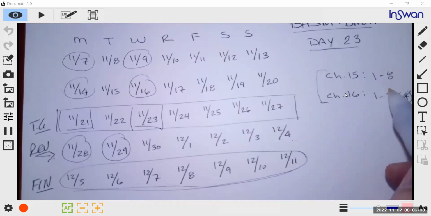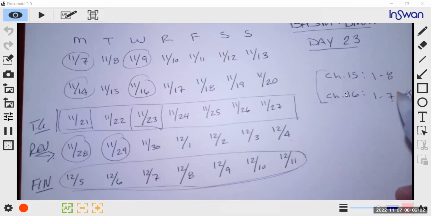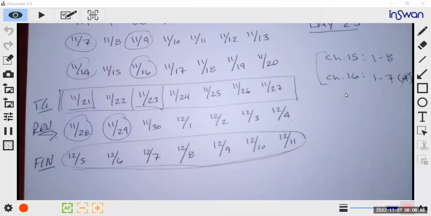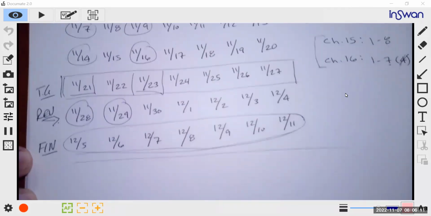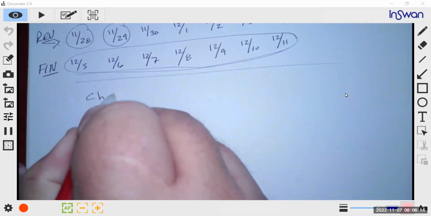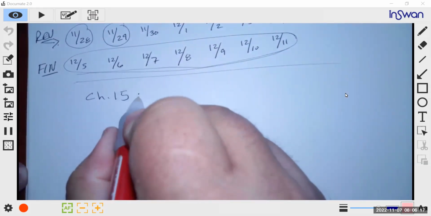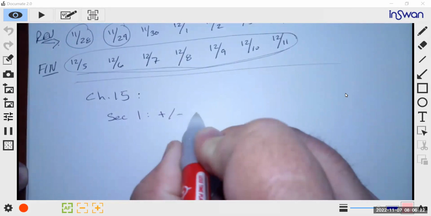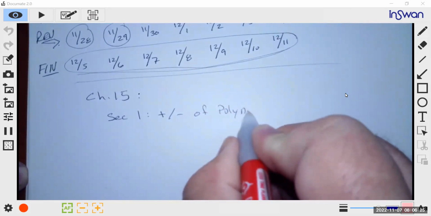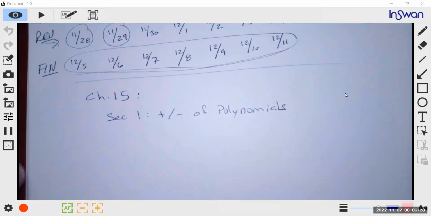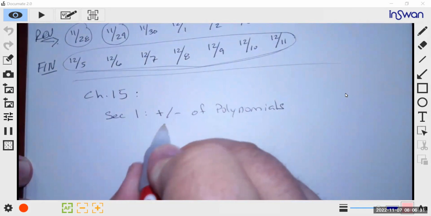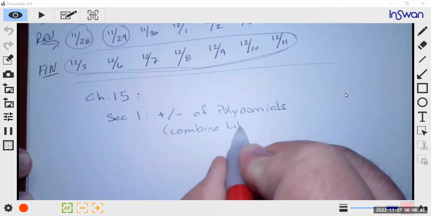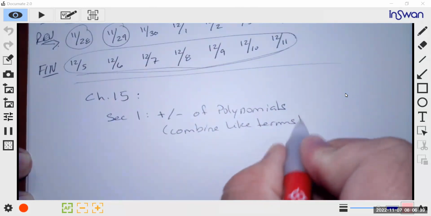We're almost done with chapter 15 to begin with. We've already done the first 4 sections. So let's look what those were. Chapter 15. Section 1 dealt with addition and subtraction of polynomials. The rule there was combine like terms.